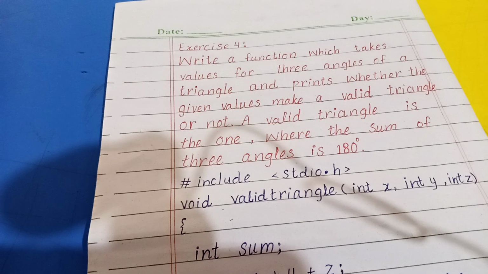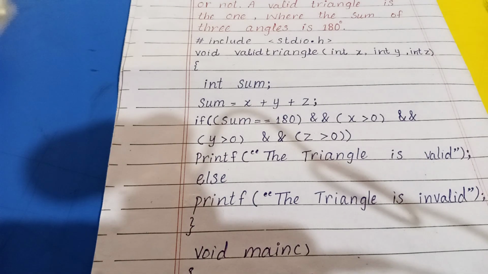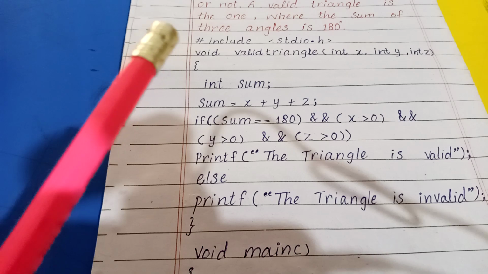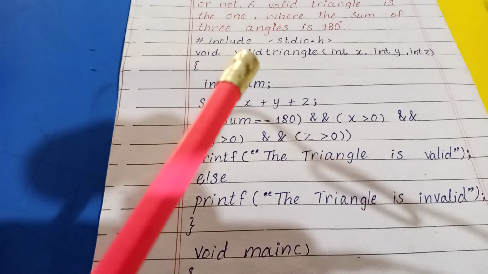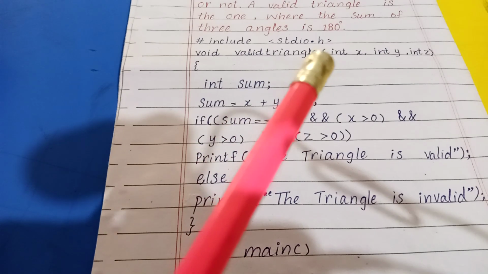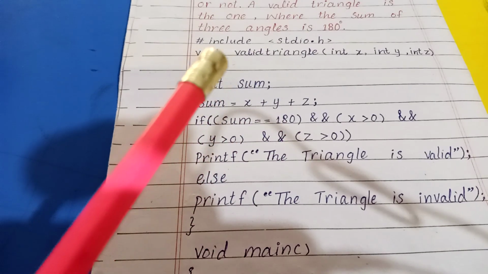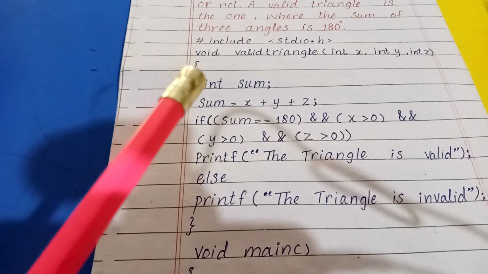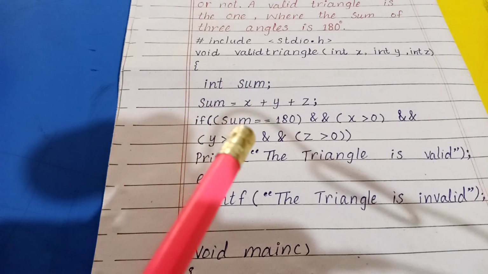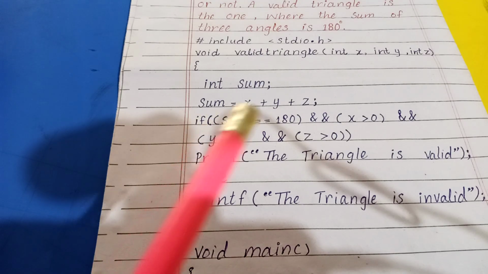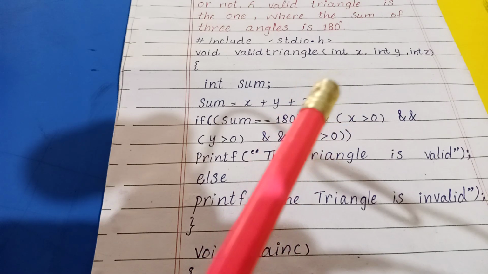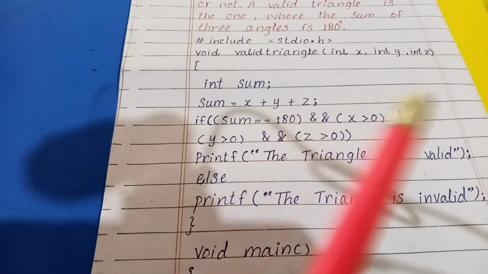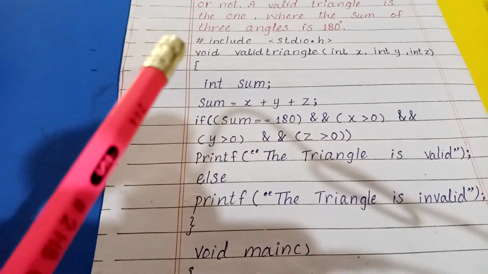Let's start our programming. We are writing here our first line, which is #include <stdio.h>. So this is our first header line, and secondly we are using void validtriangle, and we have 3 parameters. Within parentheses: int x, comma, int y, comma, int z, and close the parenthesis. And we are using curly braces here.